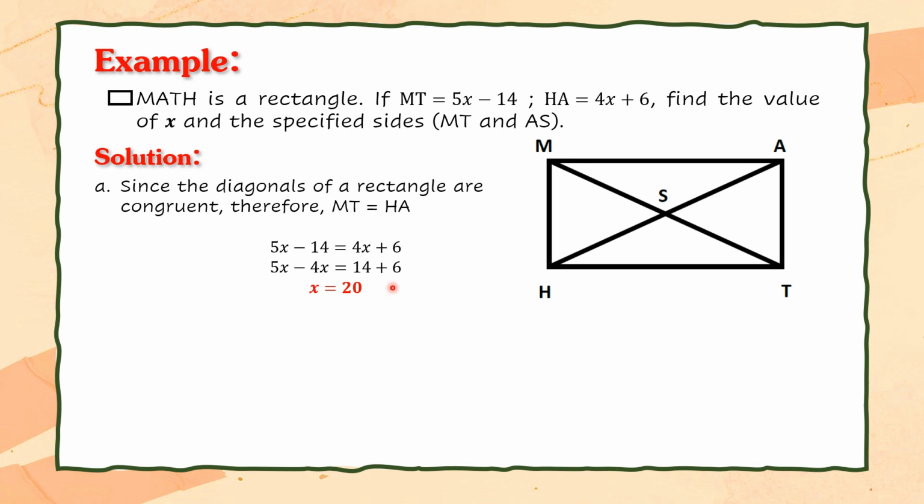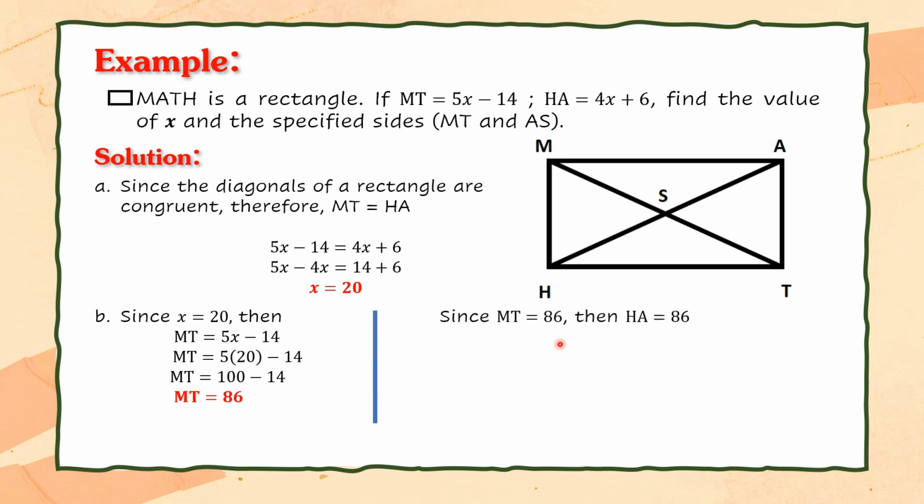Now, let us solve for diagonal MT or side MT. Since the value of x is 20 and MT is equal to 5x minus 14, substitute the value of x to our MT. So we will have MT is equal to 5 times the quantity 20 minus 14. So, MT is equal to 100 minus 14. And solving that, side MT will now be 86. Because 100 minus 14 is equal to 86. And since MT is equal to 86, therefore, HA will also be equal to 86 because they are congruent.